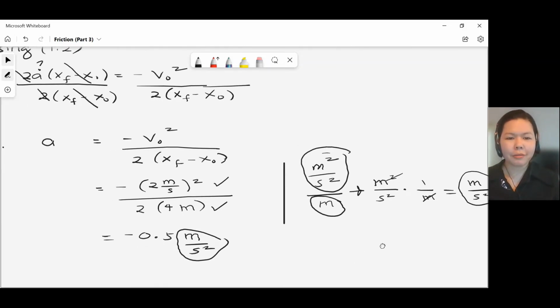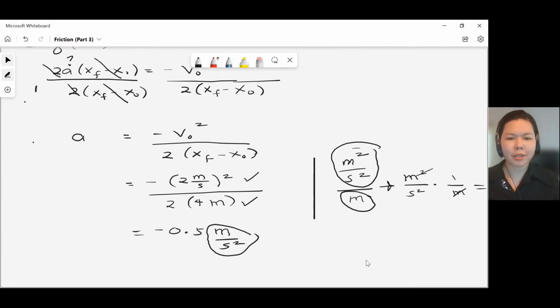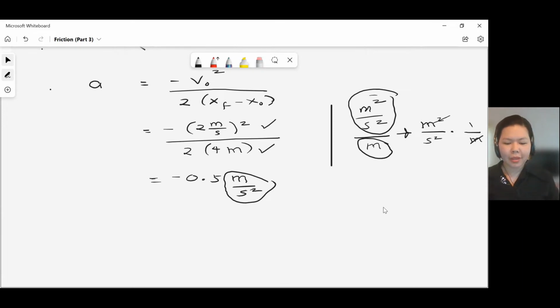This is negative because the acceleration vector points to the negative x-axis, or up the incline, since the object is slowing down towards the plus x.